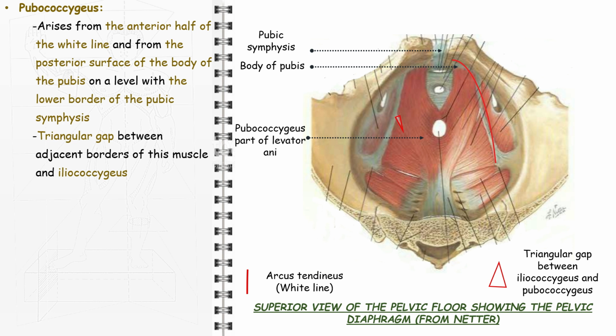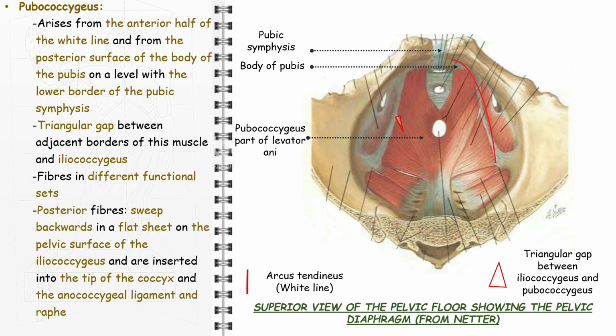The pubococcygeus forms a flat muscle whose fibers are in different functional sets. The bulk of its posterior fibers, those arising from the white line, sweep backwards in a flat sheet on the pelvic surface of the iliococcygeus and are inserted into the tip of the coccyx and the anococcygeal ligament and raphe. These constitute the pubococcygeus muscle proper.